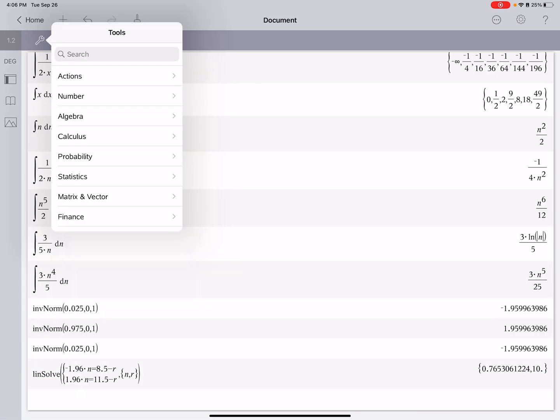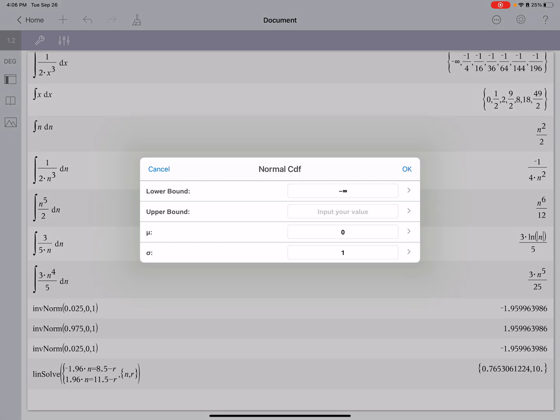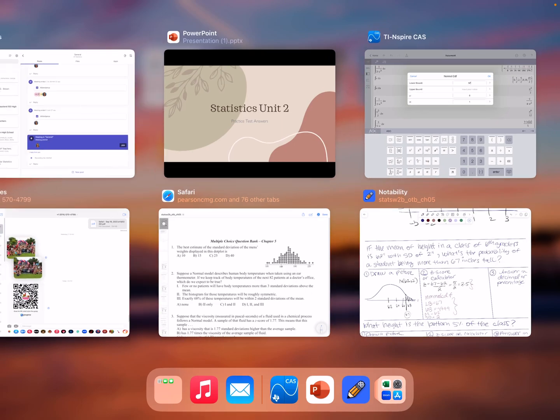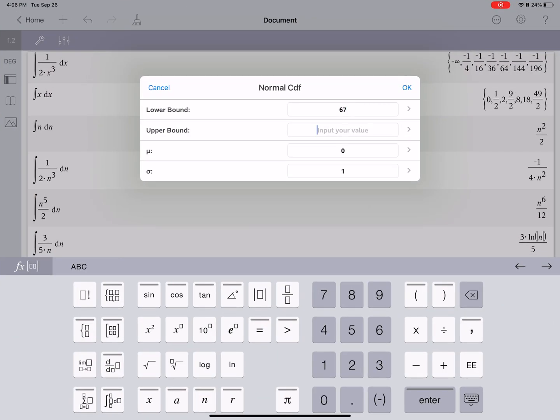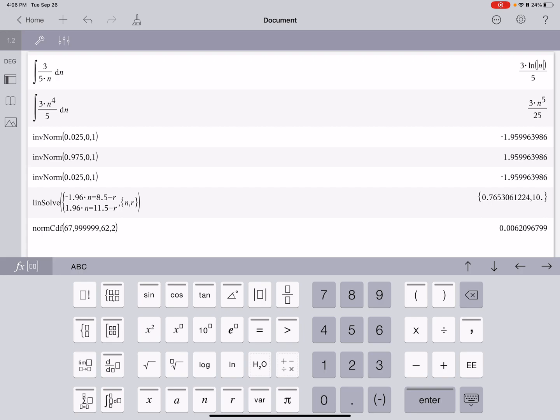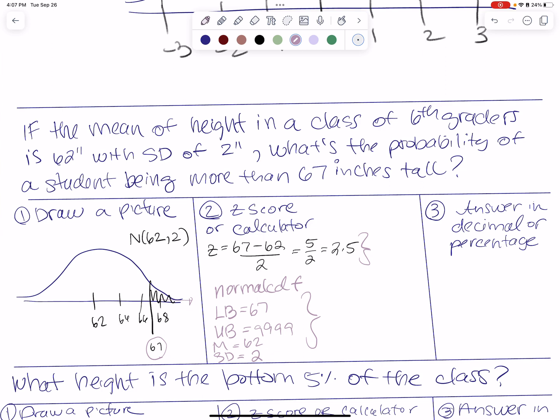So menu, stats, distributions, normal CDF. Lower bound is 67. Upper bound is infinity, so lots of 9s. Mean 62. Standard deviation is 2. Okay, and the value is 0.0062, so it's pretty small, which is equal to 0.62%.